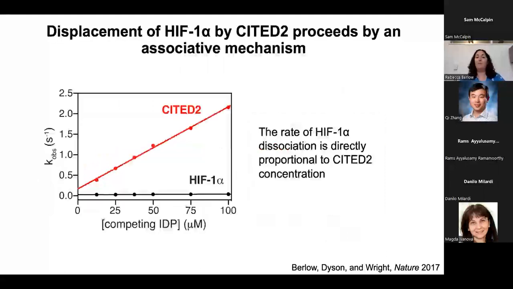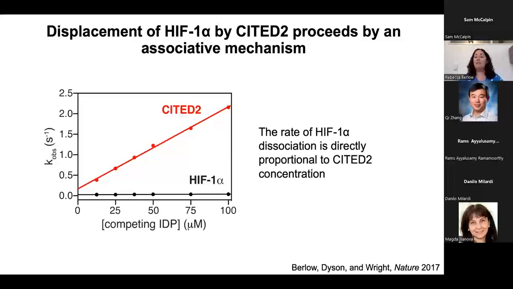And what we were able to observe from these measurements is that while HIF-1 alpha was able to displace itself in a concentration independent manner, we saw that the observed rate constant that we were able to measure for dissociation, or what we hoped we were measuring as dissociation of HIF-1 alpha in the presence of competing Cyted2, was actually not a concentration independent value, which is what we would expect for a dissociation measurement. In fact, it was a concentration dependent value that increased in a proportional fashion to the Cyted2 concentration.